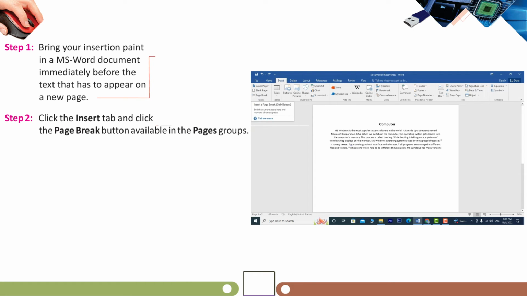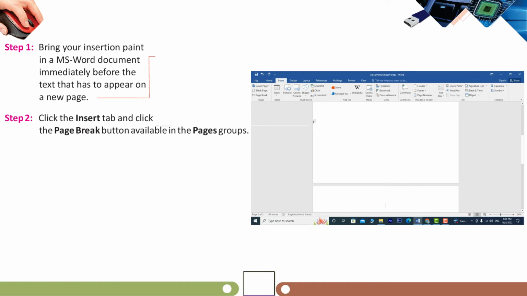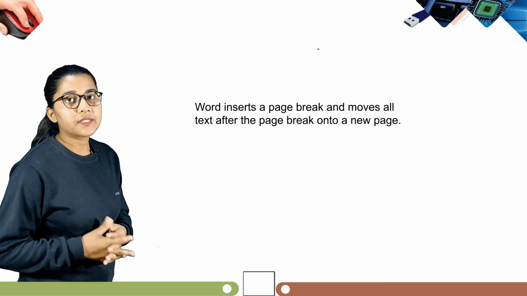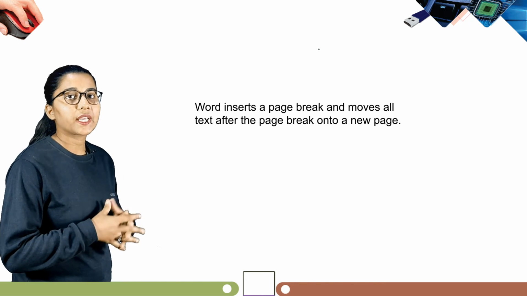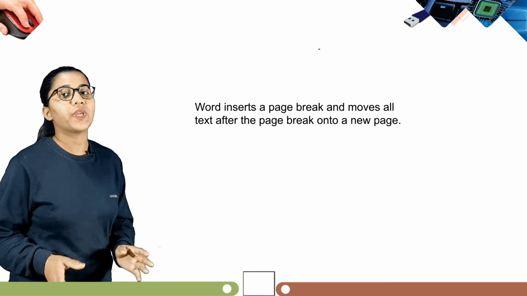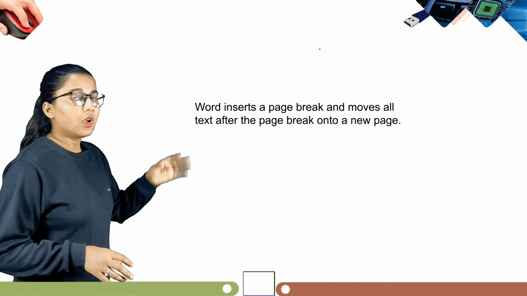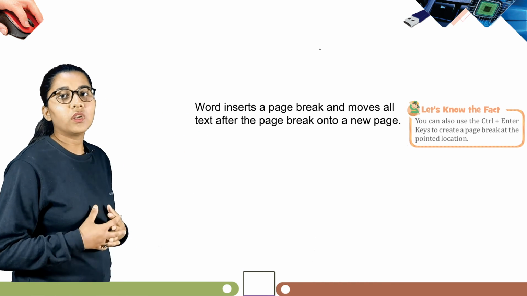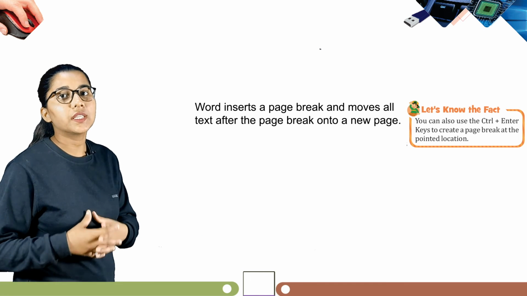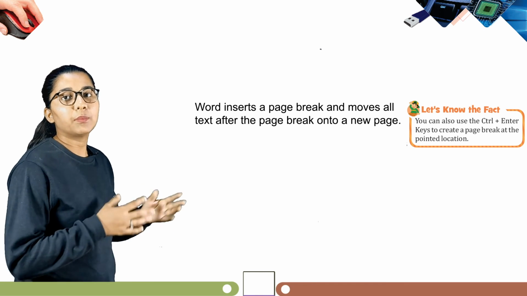So step 1 is, bring your insertion point in the MS Word document immediately before the text that has to appear on a new page. Now, the next step is, click the Insert tab and click the page break button available in the Pages group. Now, Word inserts a new page break and moves all the text after the page break onto a new page. So students, before we start our next topic, let's have a quick look at an interesting fact. You can also use the Ctrl plus Enter keys to create a page break at the pointed location.